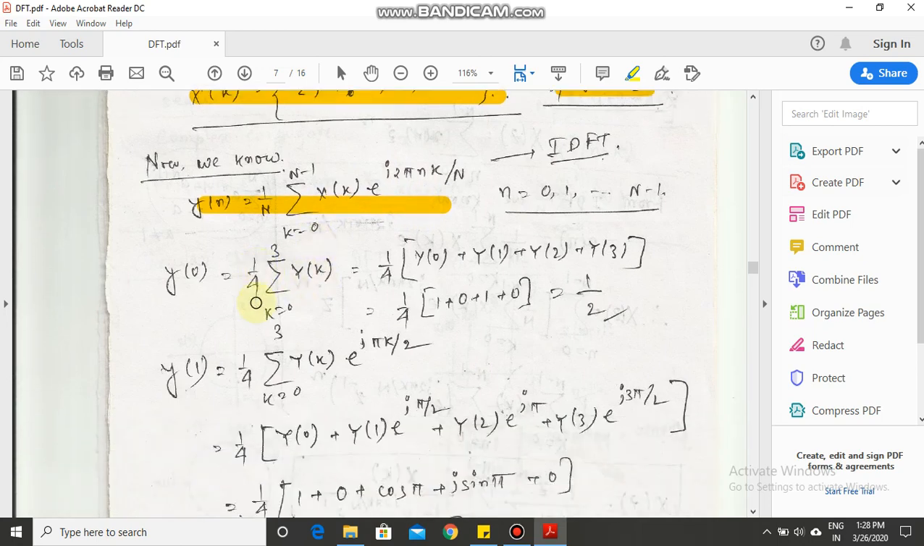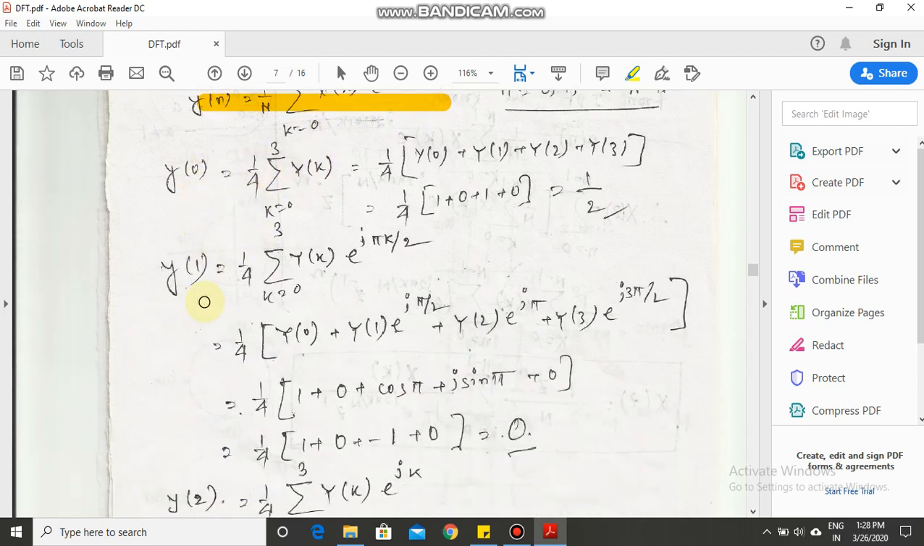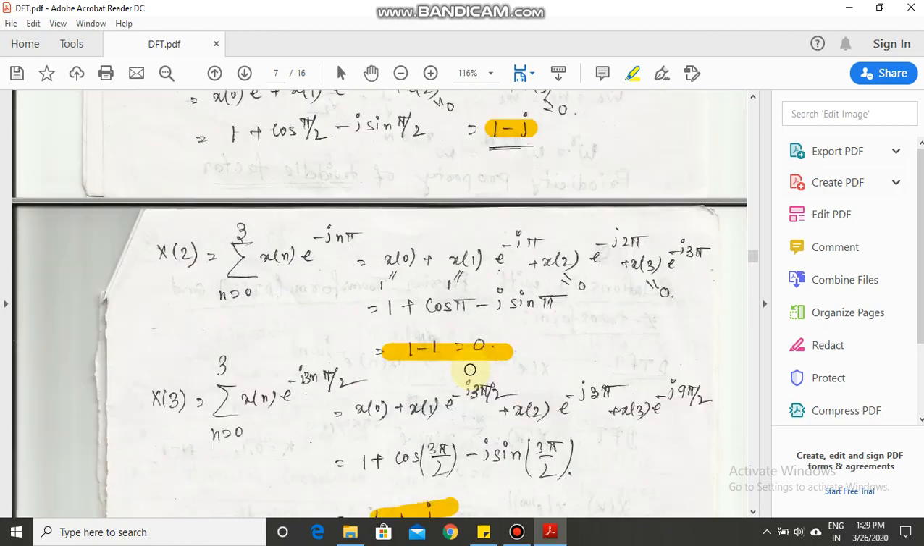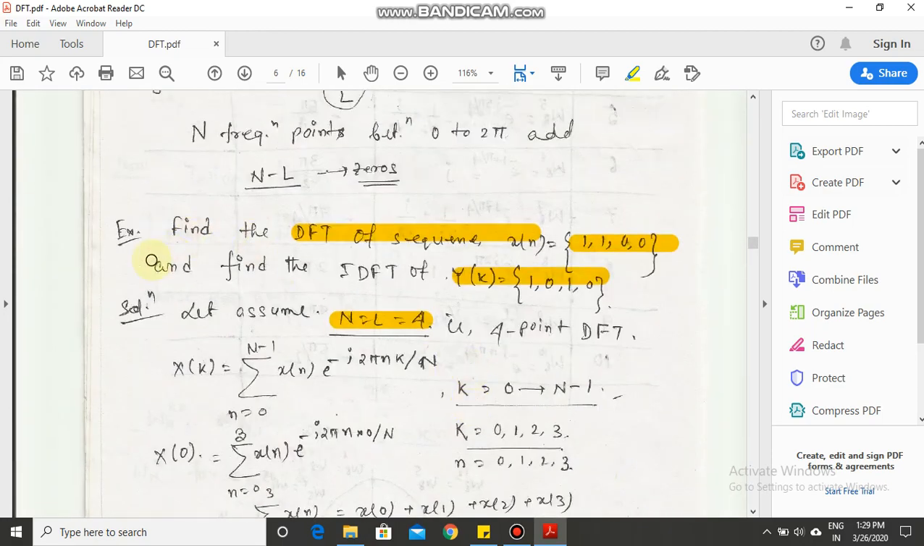And similarly we will put the value of n equal to 0, 1, 2 and 3, and I will get the result of y of n. So this problem is basically what we solved using the direct DFT method.